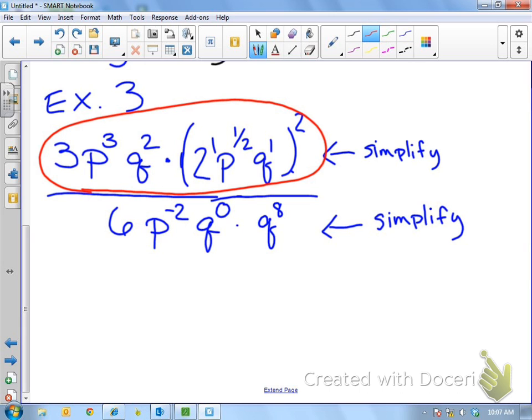Distribute what's in the parentheses. Now, the problem would not have the ones written in, but I forgot to erase those from the last class. We have to know that 2 on its own has an exponent of 1. q on its own has an exponent of 1. So we have to distribute these first. So this first part I haven't even done anything with. I'm going to write 3p cubed q squared again, because I have not done anything with them.